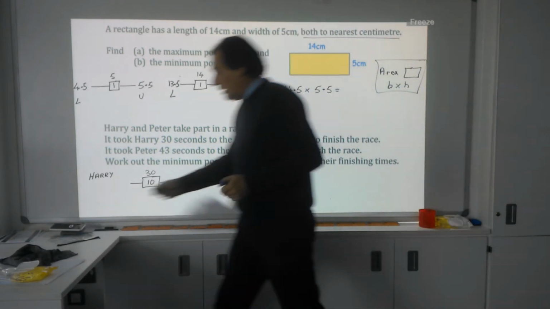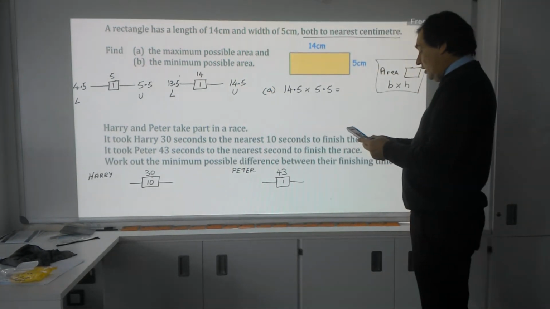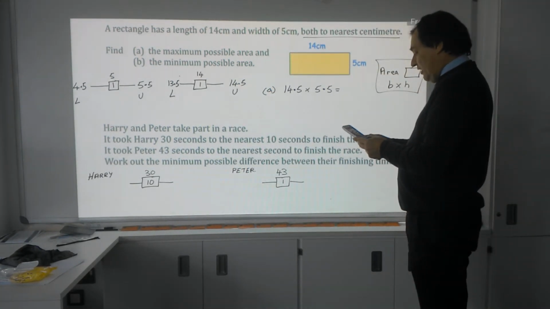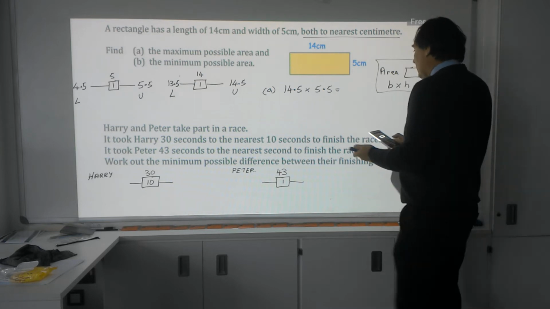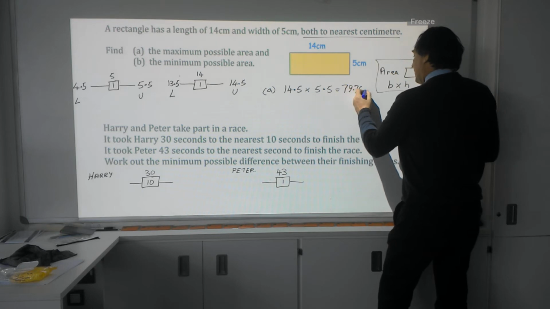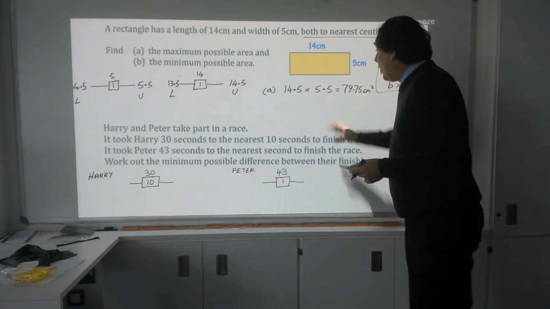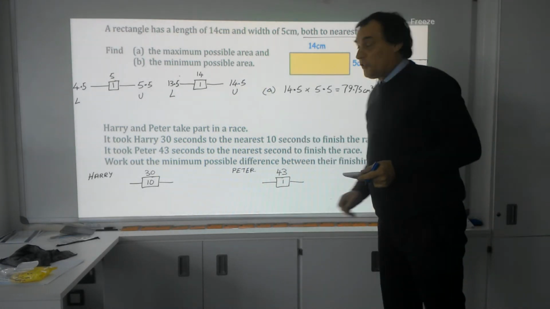And I'm going to cheat. I'm going to use a calculator here. So 14.5 times 5.5 gives us 79.75, and our units are centimetres squared, because remember it's area. So that would be the maximum possible area.